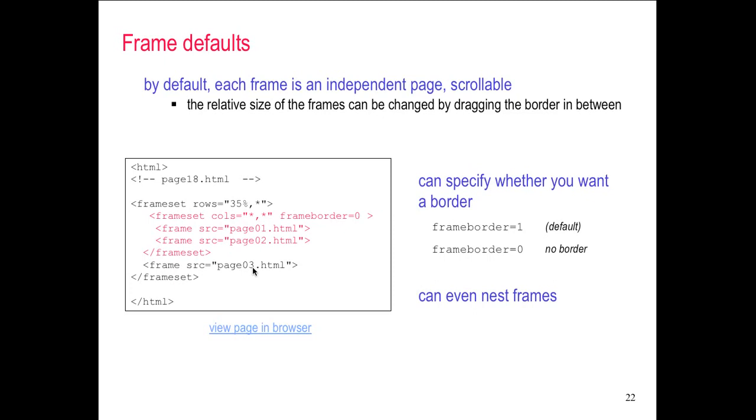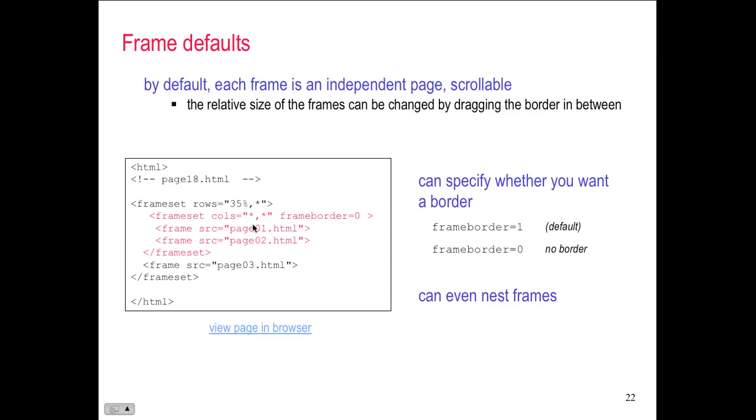By default, each frame is an independent, scrollable page. The relative size of the frame can be changed by dragging the border, as we saw. Here's one that has 35% on one side. This is what those asterisks were for. If you just leave it as an asterisk, it's going to divide it 50-50. Here we have 35% on one side, which I'm going to make a little smaller, and then the remaining is going to be on the other side. Then we create a frame border. We didn't have a frame border on the other one, so this one says 0. We can leave it out.